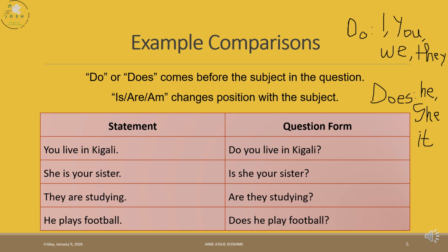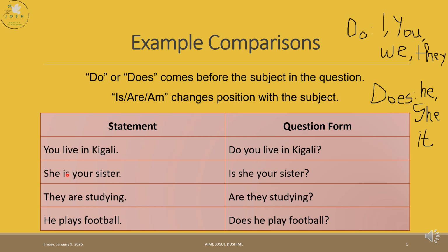Yes, that's how we use the auxiliaries, the auxiliary do or does. So here I have "Do you live in Kigali?" I use do because you falls in these subjects which use do. "She is your sister." I said here that is, are change position with the subject.